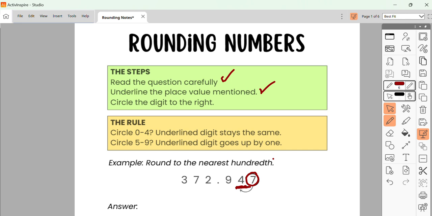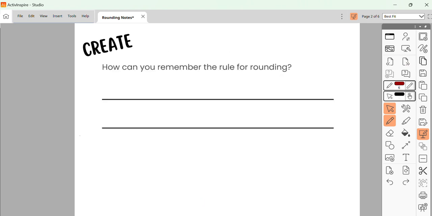So let's make our decision. We circled a 7. So that fits in this second spot there. So the digit that we underlined is going to have to go up by 1. So it would be 372.95 hundredths. Okay, so let's continue and see what we can discuss next.